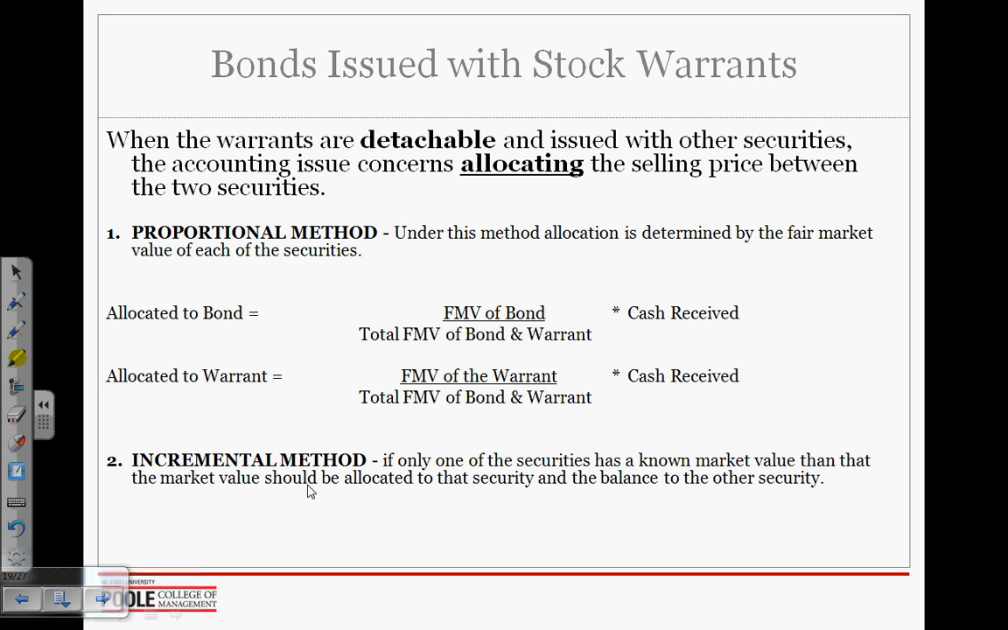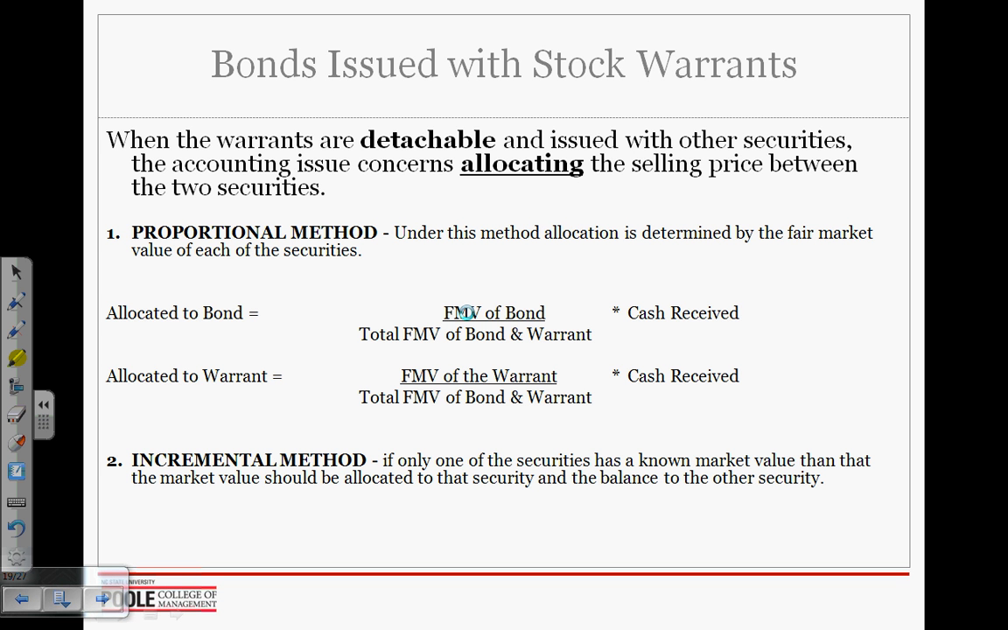When the warrants are detachable and issued with other securities, the accounting issue concerns allocating the selling price between the 2 securities. Because as a purchaser of these bonds, you're not only getting the debt securities, but you're also getting these stock warrants. If the fair market value of each of these securities is known, then we use the proportional method. The amount that we allocate to the bond is the fair market value of the bond divided by the total fair market value of the bond and the warrant, multiplied by the cash received. And we do basically the opposite for the warrant.